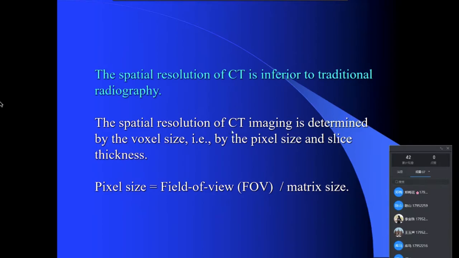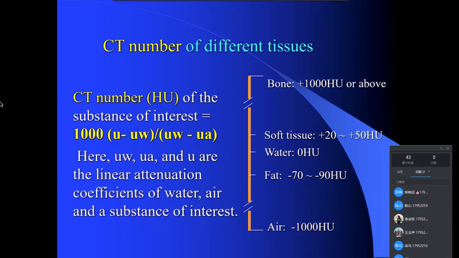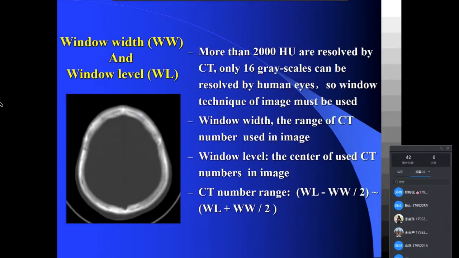The spatial resolution of CT image is determined by the voxel size. And you should also know the concept of CT number. It's very important for understanding the appearance of the examined object on CT. And you should know the concept of window width and window level, and how to set the proper window setting. That means the proper window width and window level. This is very important for the clear display of the structure when observed. So this is a very important point for today's class: window width and window level.